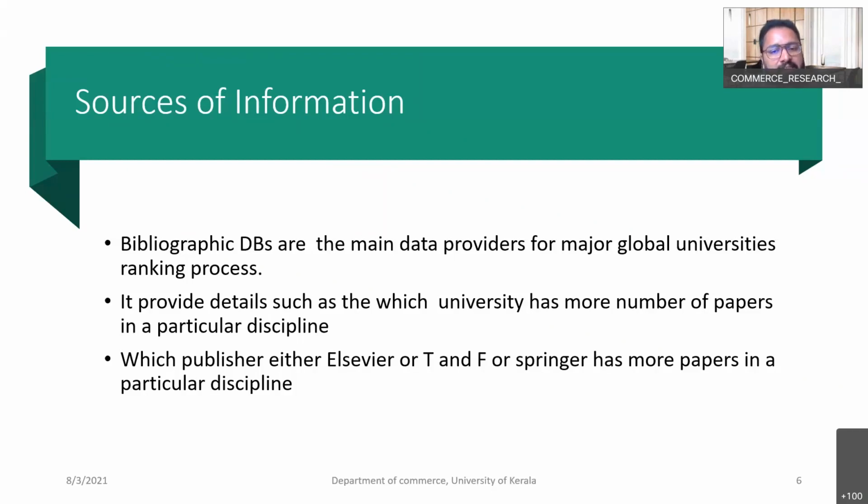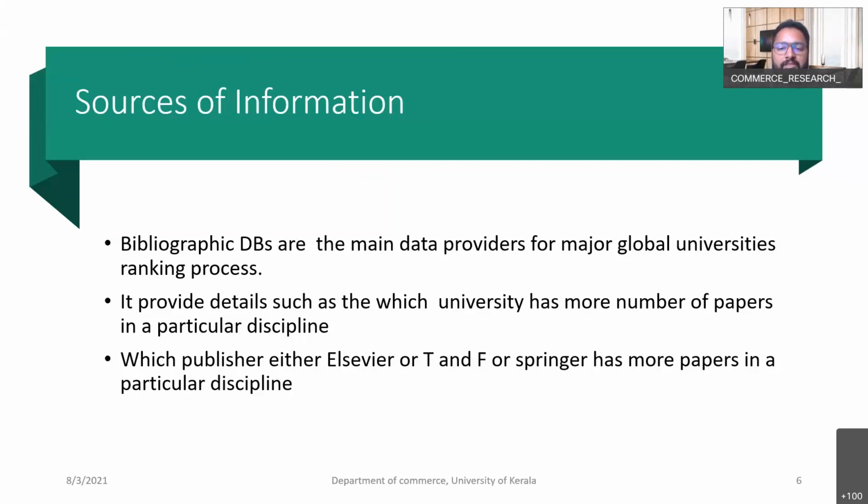It provides details such as which university has more papers in a particular discipline, whether it is Oxford, Cambridge, or MIT. If you are taking a discipline, you need to identify which university is working more in that discipline. Then we can follow that university and others to get more details.